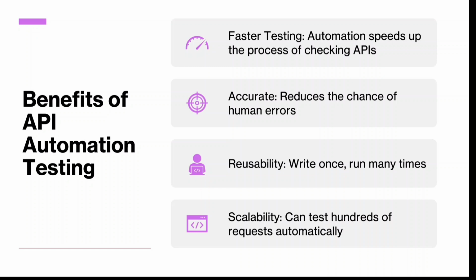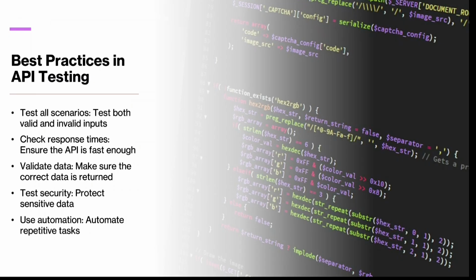We can test hundreds of requests and responses automatically. For each and every request and response, we would otherwise need to check manually by the help of UI testing or manual testing. But through API automation, we do not need to do all that manually. We just need to check the request, response and status code. That's all.